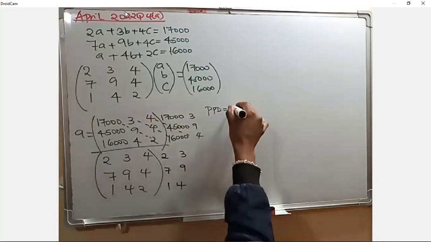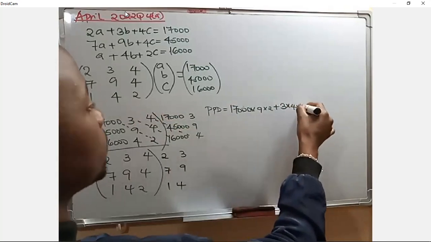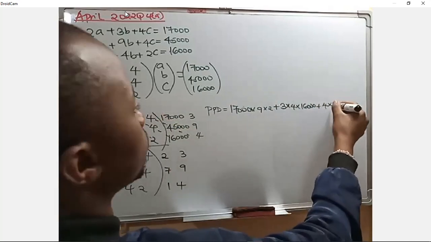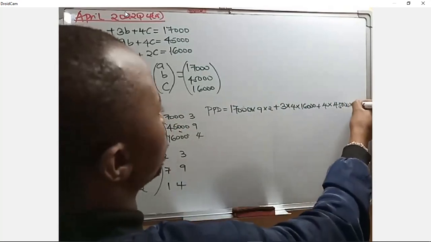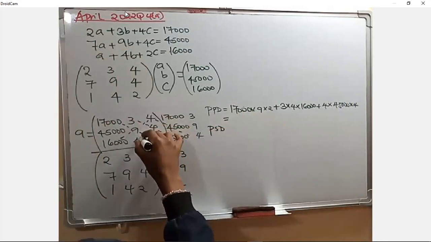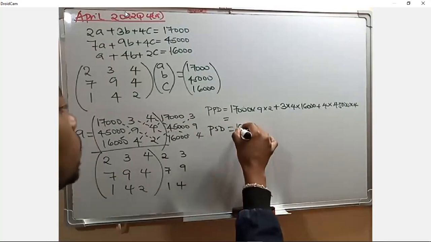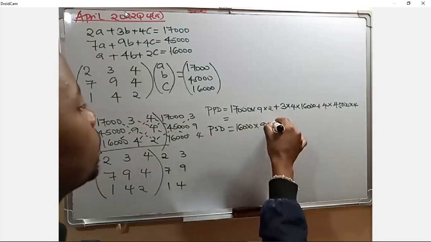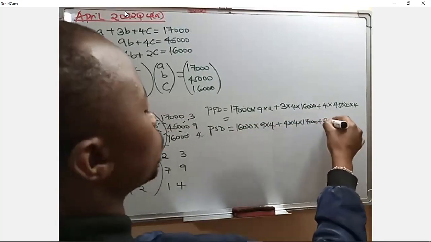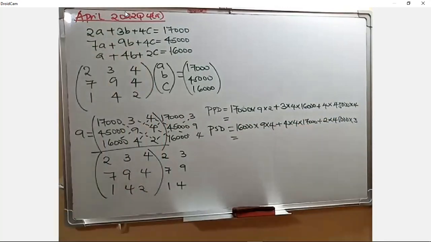Right? So it will be 17,000 times 9 times 2 plus 3 times 4 times 16,000 plus 4 times 45,000, right, times 4. I'm going to be getting my value there. Then the product of the second diagonal, which is this one, it will be 16,000 times 9 times 4 plus 4 times 4 times 17,000 plus 2 times 45,000 times 3 times 3. And give me the answers.